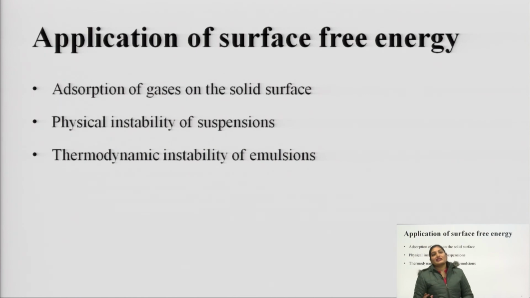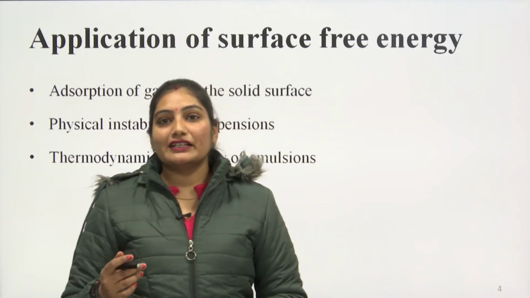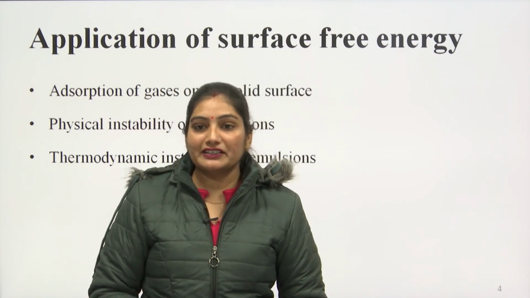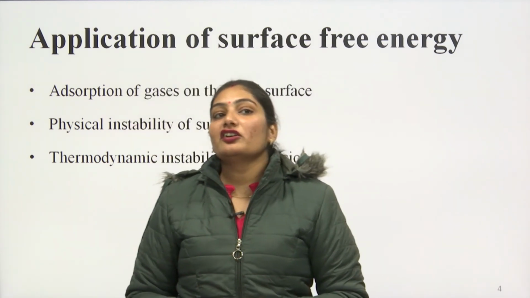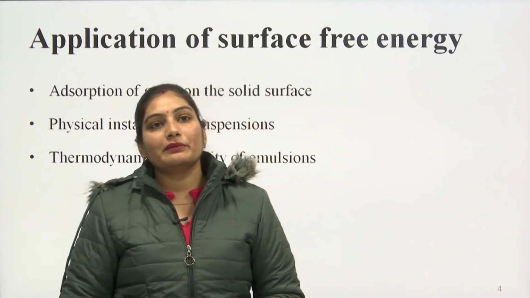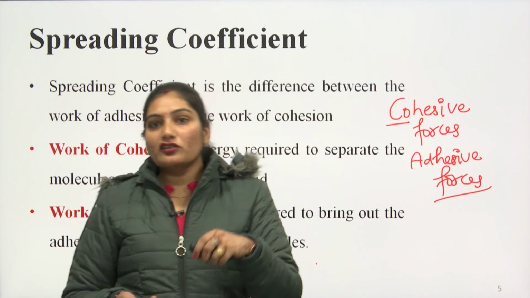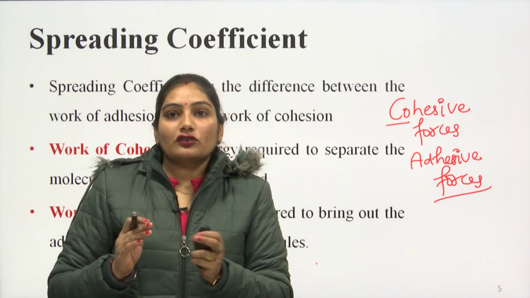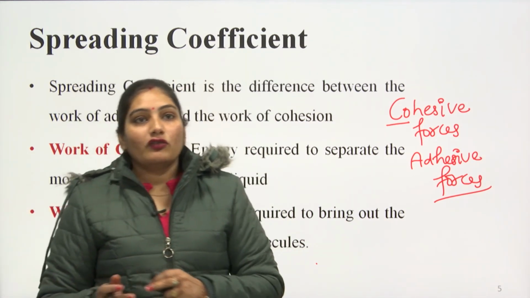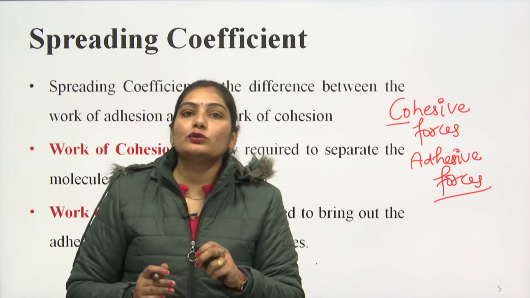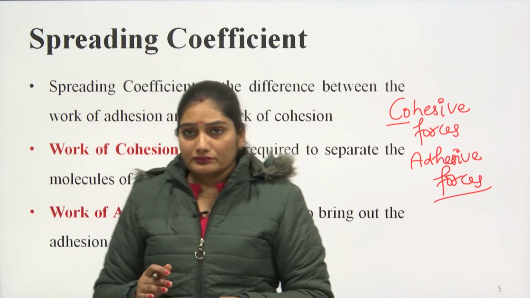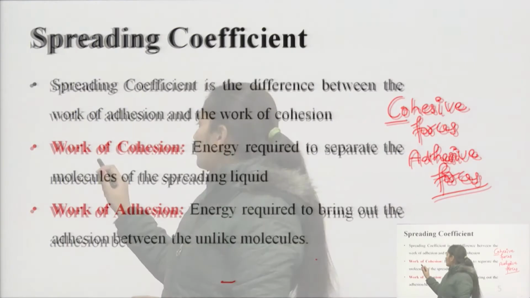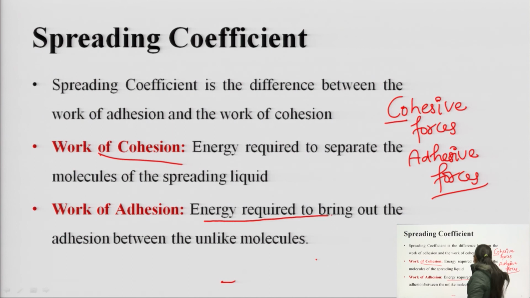This surface free energy has applications in the case of adsorption of solid on the liquid interface, in physical instability of suspension, and in thermodynamic instability of emulsion. Next is spreading coefficient. In the case of spreading coefficient, there are two types of work done, that is work of adhesion and work of cohesion. What is work of cohesion? The energy required to separate the molecules of spreading liquid is known as the work of cohesion, and the energy required to bring out the adhesion between the unlike molecules is called the work of adhesion.